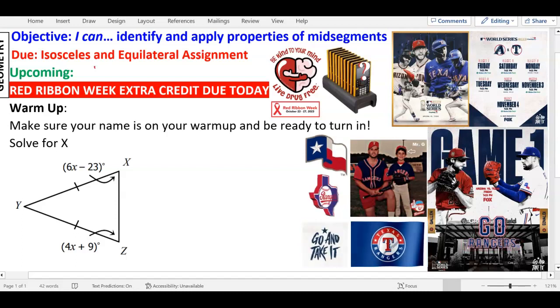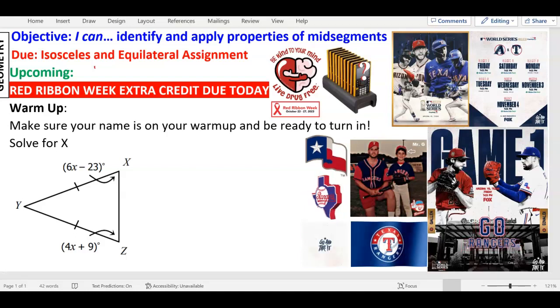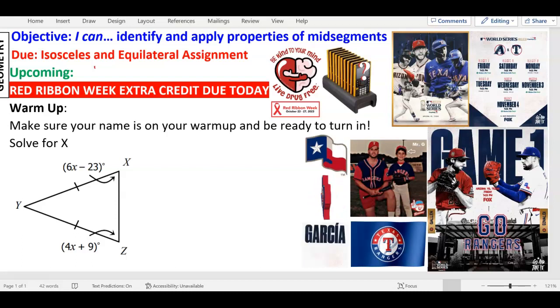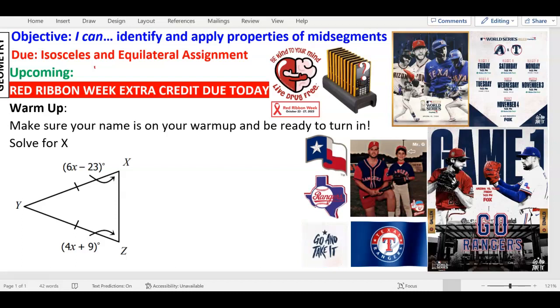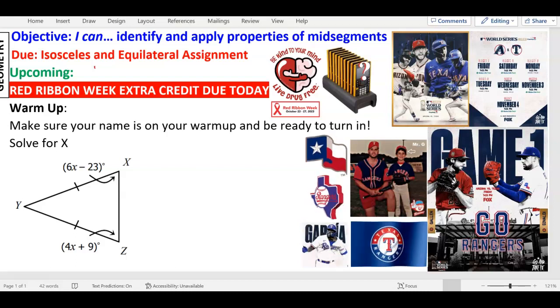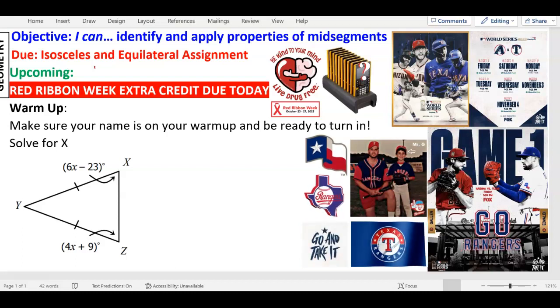Here we go. All right, today is Friday, so your extra credit is due if you did it. Last day of Red Ribbon Week, and that's why we're wearing red. Well, hey, Rangers game tonight. World Series. We're going to beat the D-Bags. All right, the Diamondbacks. Not to be confused with anything else.